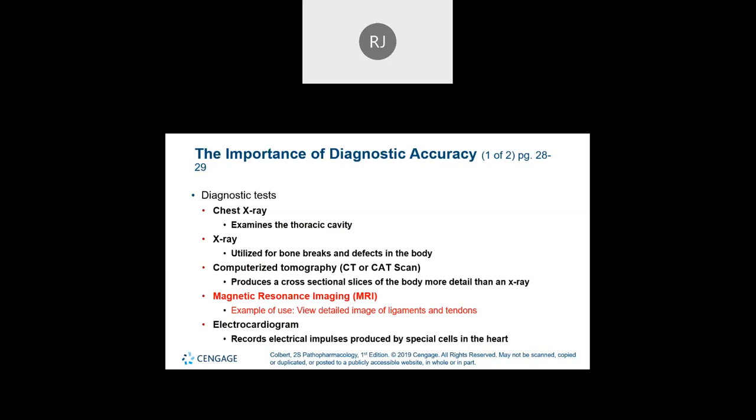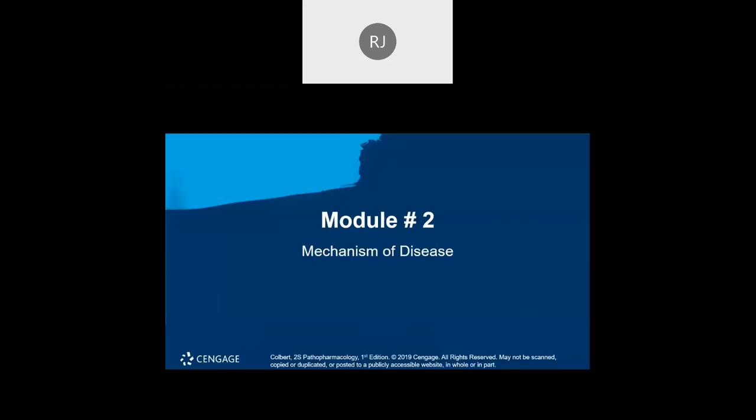We have the electrocardiogram, which records electrical impulses produced by special cells in the heart. Again, those are just a few examples of some of the tests that a patient might receive. Now, in chapter 2, the mechanism of a disease goes over the sources of diseases.